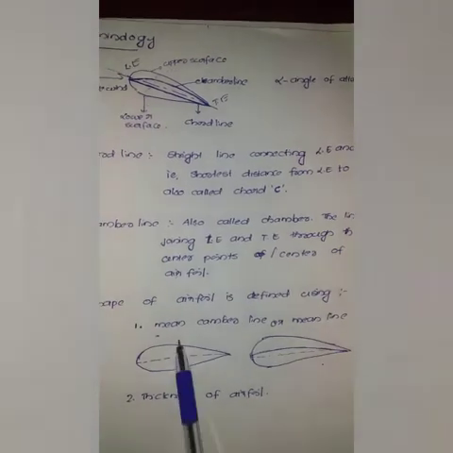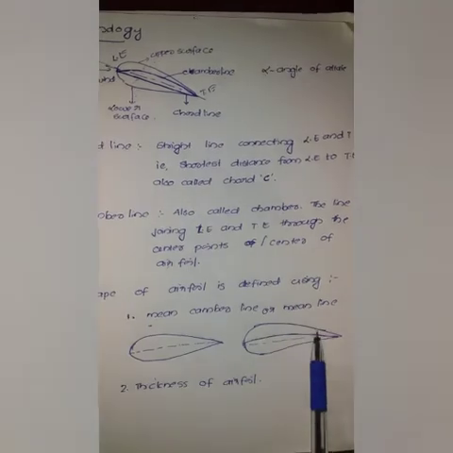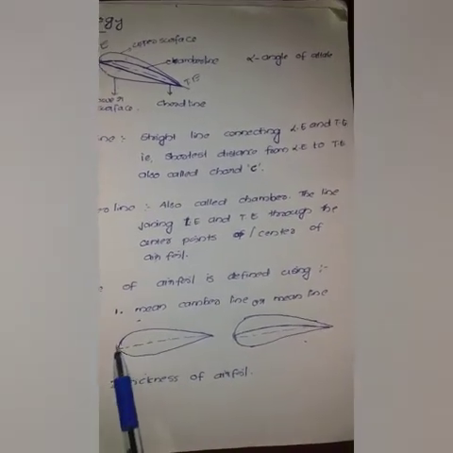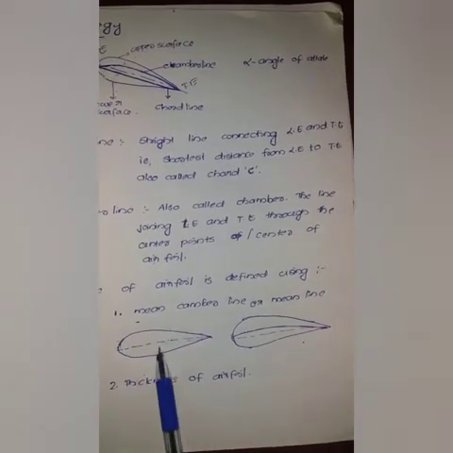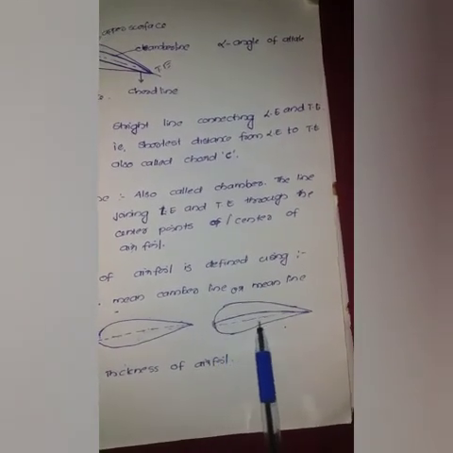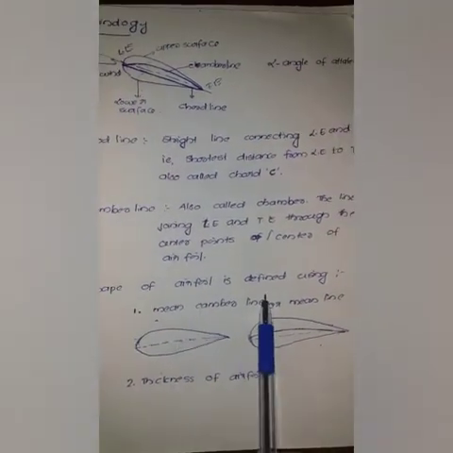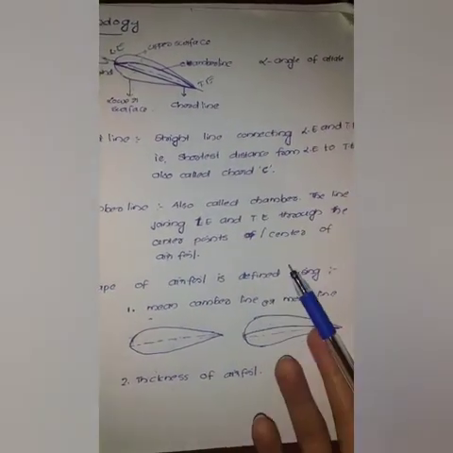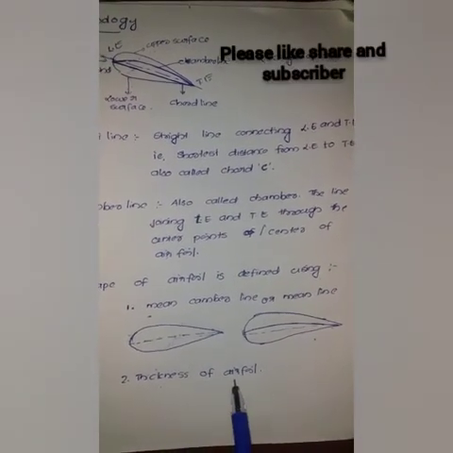Next, the shape of the airfoil is defined using these two factors. Let us consider this will be one airfoil and this will be another airfoil. This will be the chord and this should be the camber. This will be symmetric and this will be different. Upper surface and lower surface will be different. So this will be the chord and this will be the camber line. So the shape of the airfoil is defined using the geometries. First one means camber line. Second one, thickness of the airfoil.